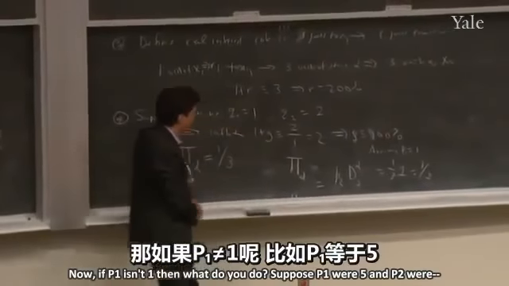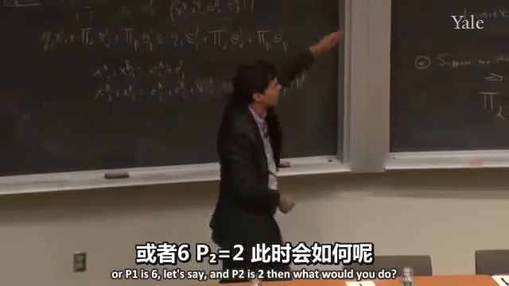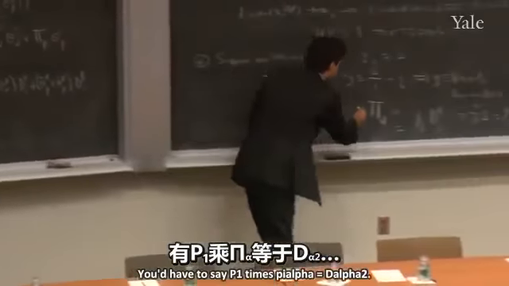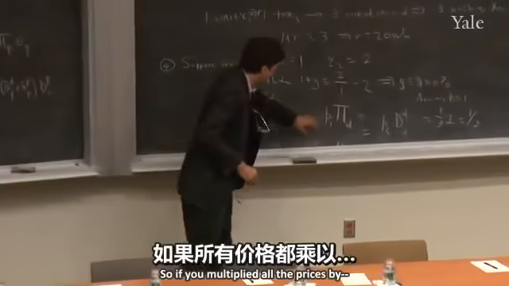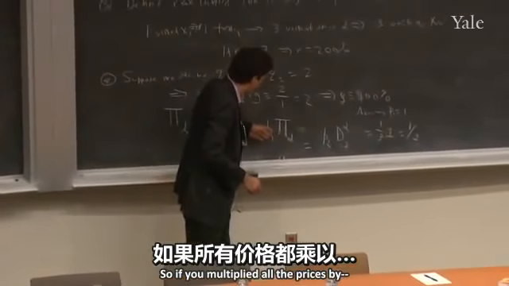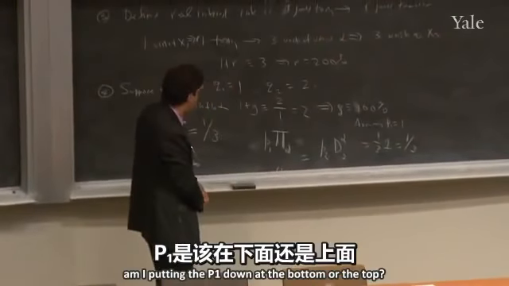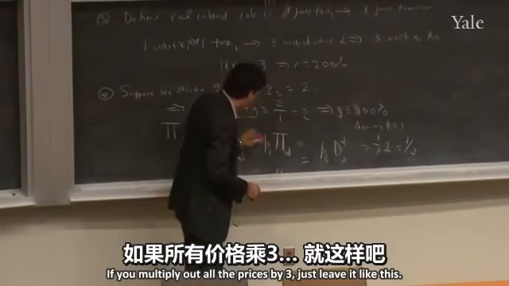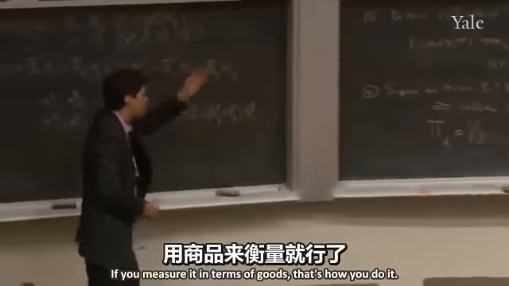Now if P1 isn't 1, then what do you do? Suppose P1 were 6, let's say, and P2 is 2. Then what would you do? You'd have to say P1 times pi alpha is equal to d alpha 2. If you multiplied all the prices by 3, just leave it like this. We'll say pi alpha equals P2 times d alpha 2. If you measure in terms of goods, that's how you do it.